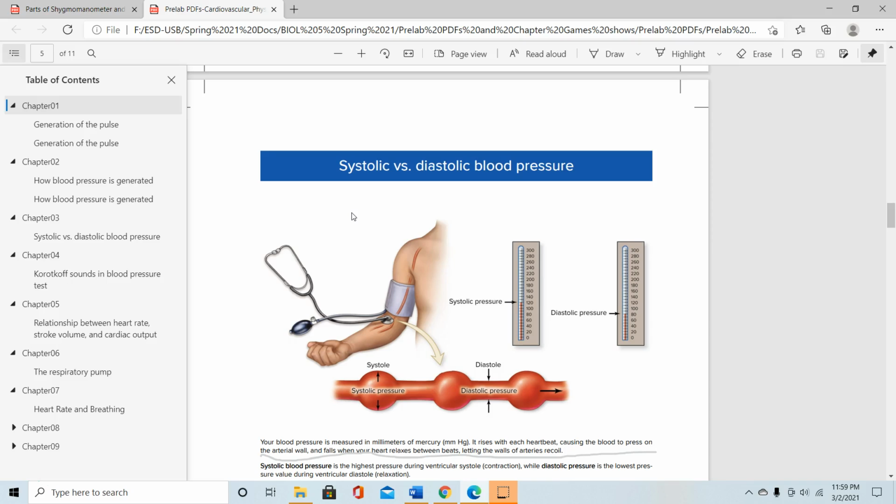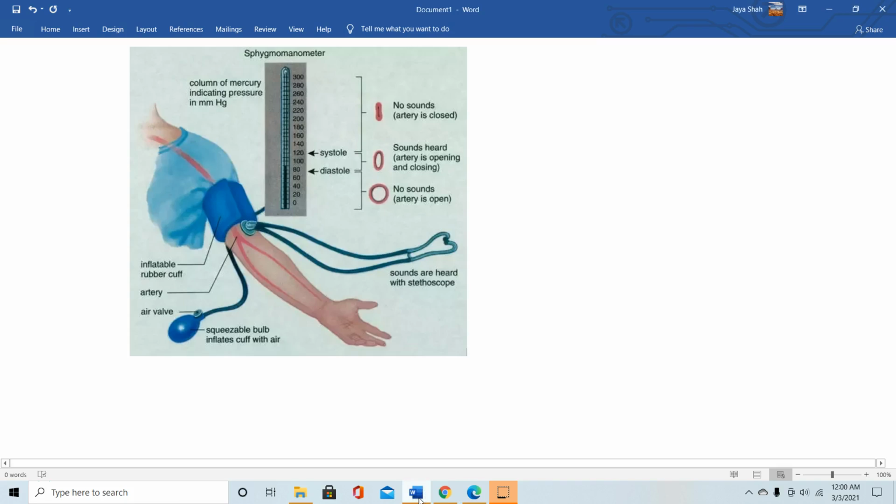So blood pressure is measured by two instruments, and those instruments are called a stethoscope, here, and this is called a sphygmomanometer. Let me show you another diagram of a stethoscope and a sphygmomanometer.